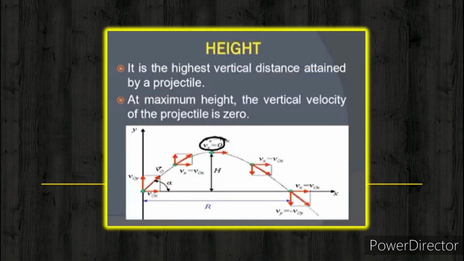And last is yung ating height. Height, it is the highest vertical distance attained by a projectile. Yan yung pinakamataas na pwedeng puntahan ng iyong binato pataas. At maximum height, the vertical velocity of the projectile is 0. Bakit 0? Kapag na-reach na niya yung pinakamataas, ibig sabihin, titigil yun. Kapag naghagis kayo ng isang bagay, kapag na-reach na yung pinakamataas niya, nag-stop siya ng konti bago siya bumaba. So, ang kanyang velocity is 0. So, take note with that.